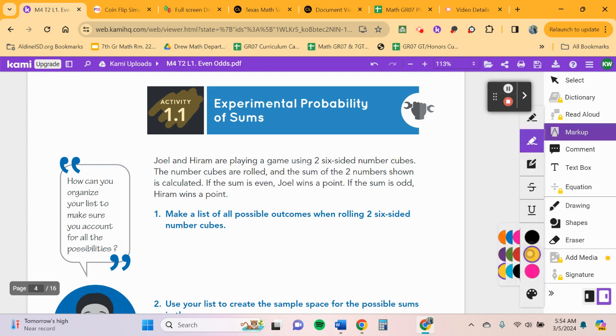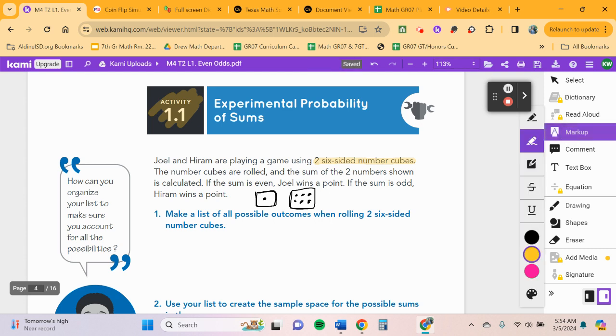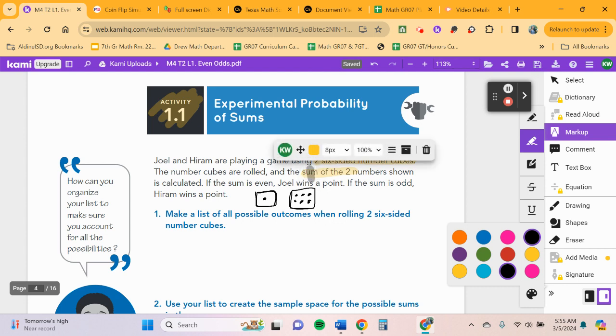So let's annotate to make sure we understand what we're talking about here. They're playing a game and they're using two six-sided number cubes. So what does that look like? Let's remind ourselves. A number cube has numbers 1 all the way to 6. 1, 2, 3, 4, 5, 6, and it looks something like that. And they're using two of them, okay? They are calculating the sum of the two numbers. So the sum, we think of what operation? Addition.